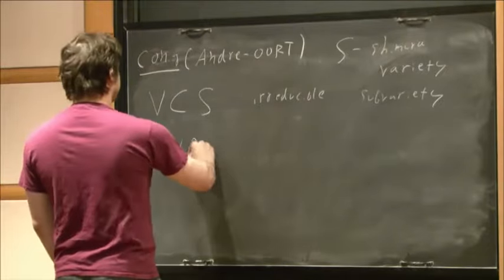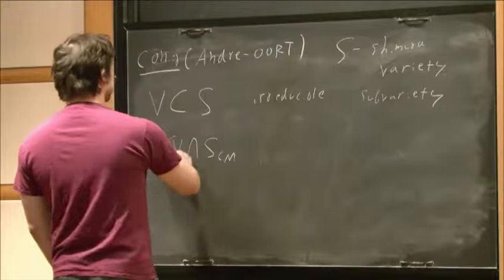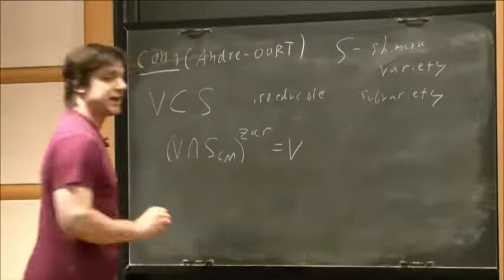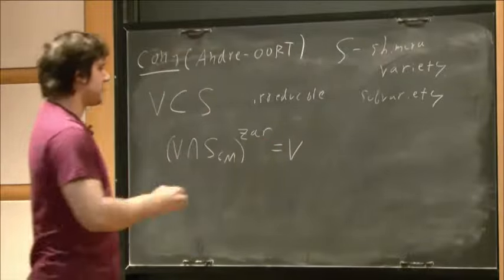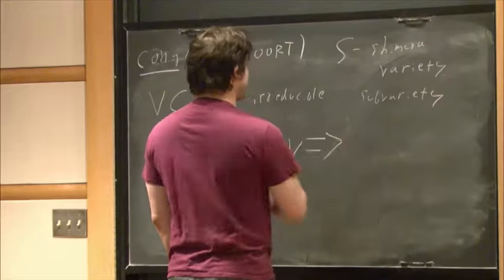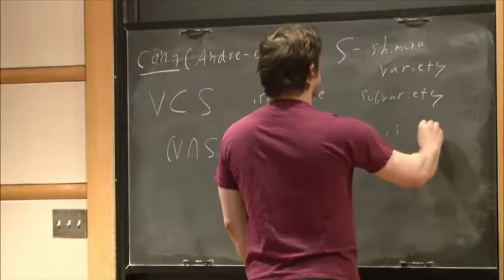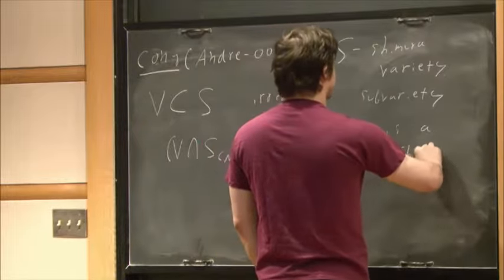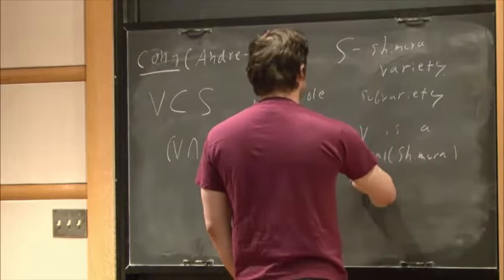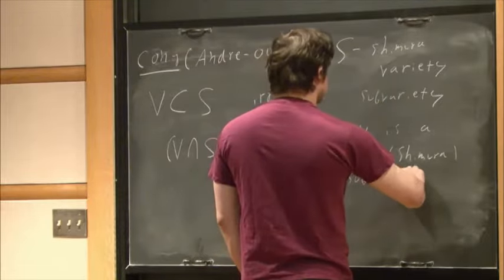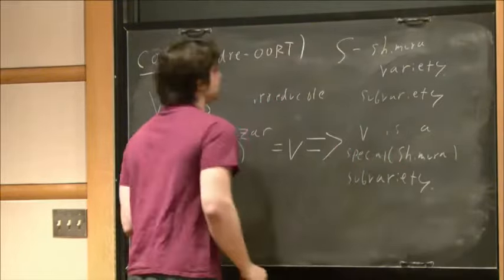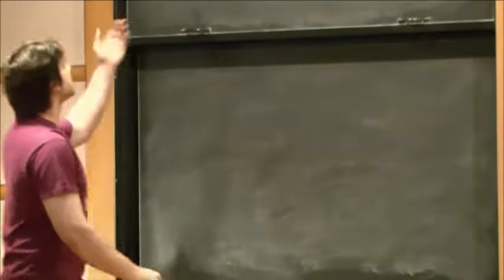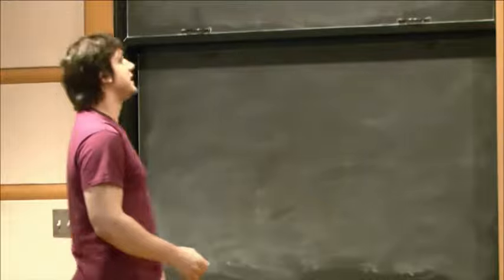So if we intersect V with the CM points in S, and we take the Zariski closure, then we get V back. And the conjecture is that this implies that V is a special subvariety. Or maybe sometimes it's written down as a Shimura subvariety. Okay. This is the conjecture. It is very clean, just classifying Shimura subvarieties by containing these points.